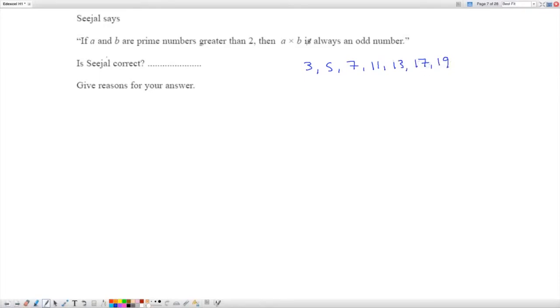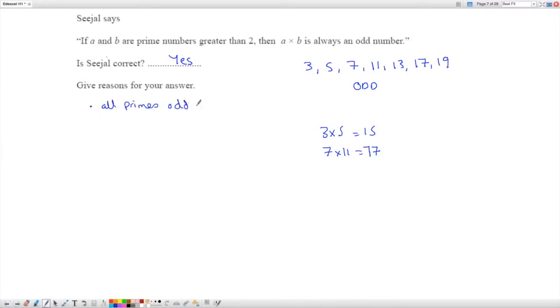So we need to say, if we multiply 2 numbers together, we are always going to get an odd number. You will notice that all of the primes are odd. So it doesn't matter which combination we take, we are always going to have an odd number because we're not using 2. So is she correct? Yes. Let's have a look. Take any 2 numbers. 3 times 5, 15. 7 times 11, 77.